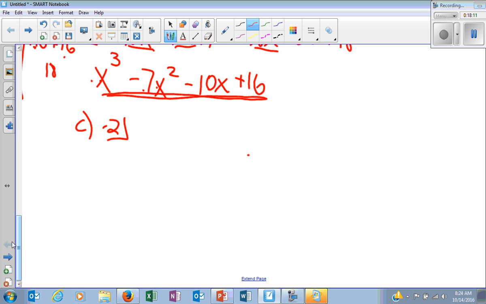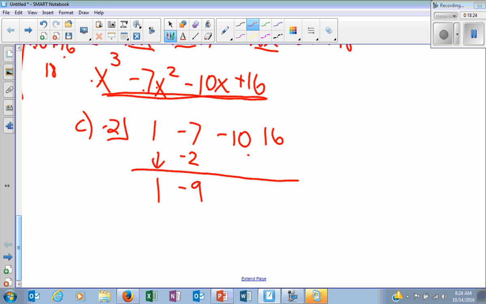Here's what happens. 1, negative 7, negative 10, positive 16. Bring down the 1, negative 2, negative 9. Am I doing this all correct? 1, negative 2, negative 9, positive 18, 8, negative 16, 0. Is it a factor? Yes.